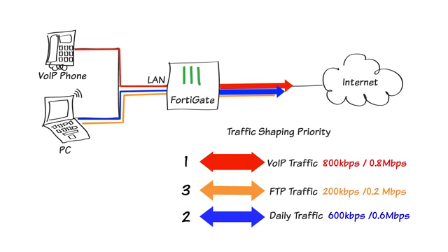First, you will customize 3 existing traffic shapers: high priority, medium priority, and low priority, and then create a separate security policy for each service type.